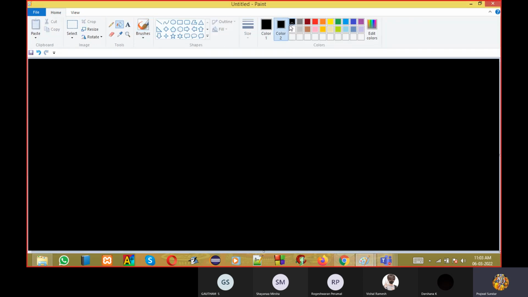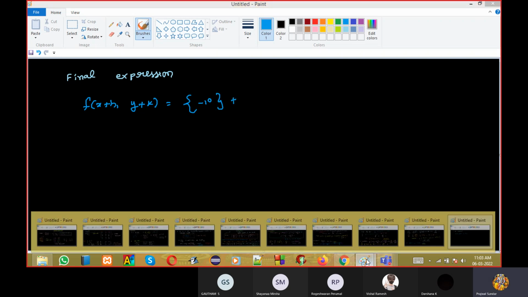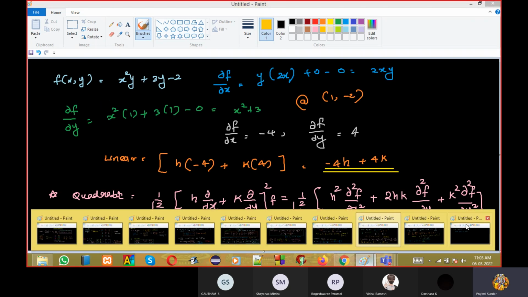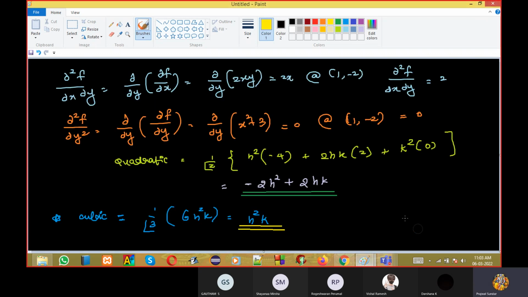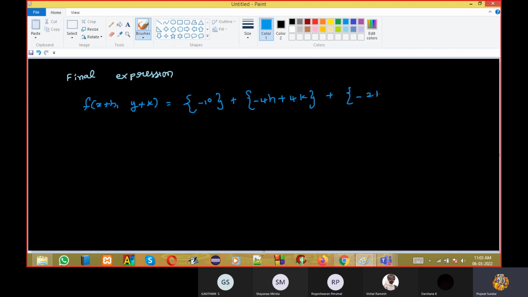So you should write the final expression. What is the final expression? f(x+h, y+k) is equal to, the constant is minus 10, the linear we got is minus 4h plus 4k, plus the quadratic we got as minus 2h squared plus 2hk, and the cubic we got as h squared k.